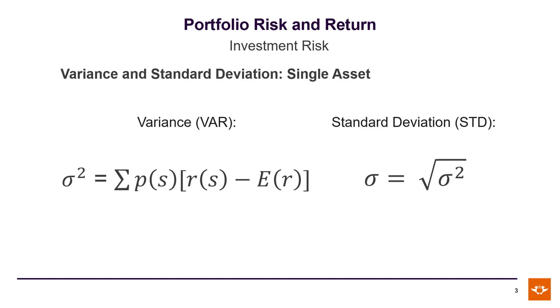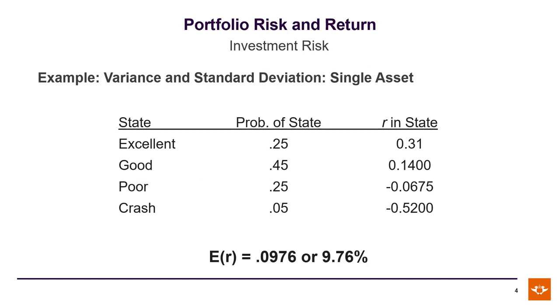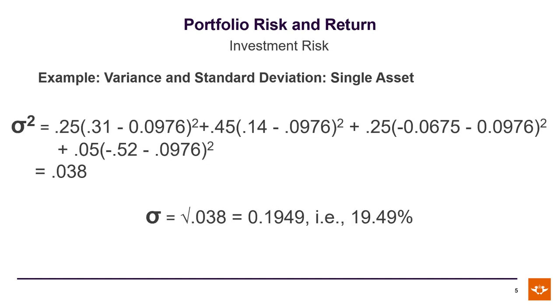Now we're going to follow through with the same example that we used before when we calculated the expected return. The information is exactly the same and the expected return is 9.76%. And now we're going to calculate investment risk or variance and standard deviation. Using the formulae that we've already introduced for variance and standard deviation in the previous slide, we calculate the variance for this asset to be 0.038.